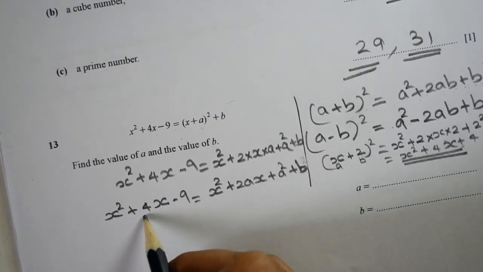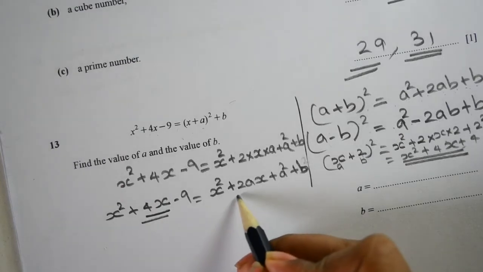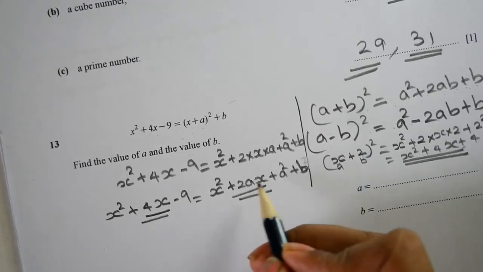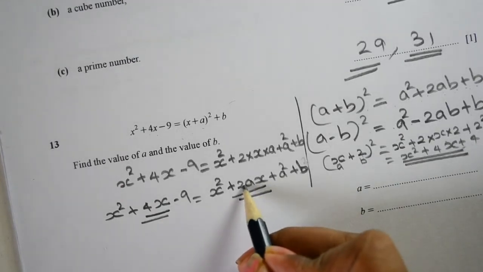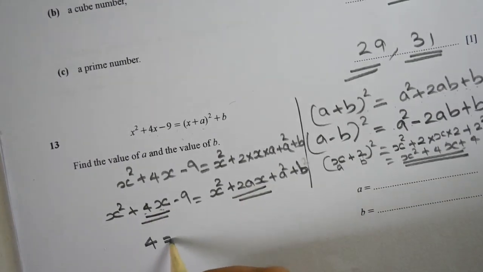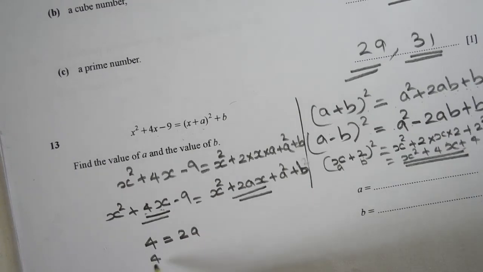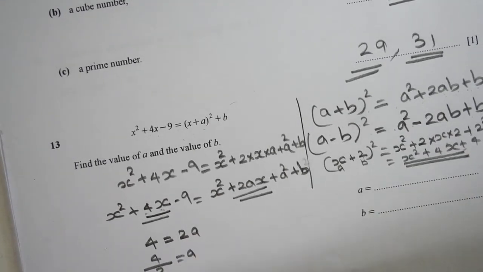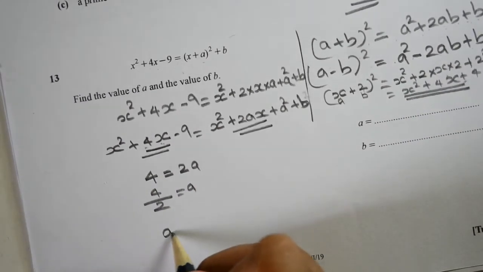See, first take the x term. x is there. Here also x is there. Okay, so what is the coefficient of x here? 2a. What is the coefficient of x here? 4. So 4 is equal to 2a. That is 4 divided by 2 is equal to a. That is a is equal to 2.